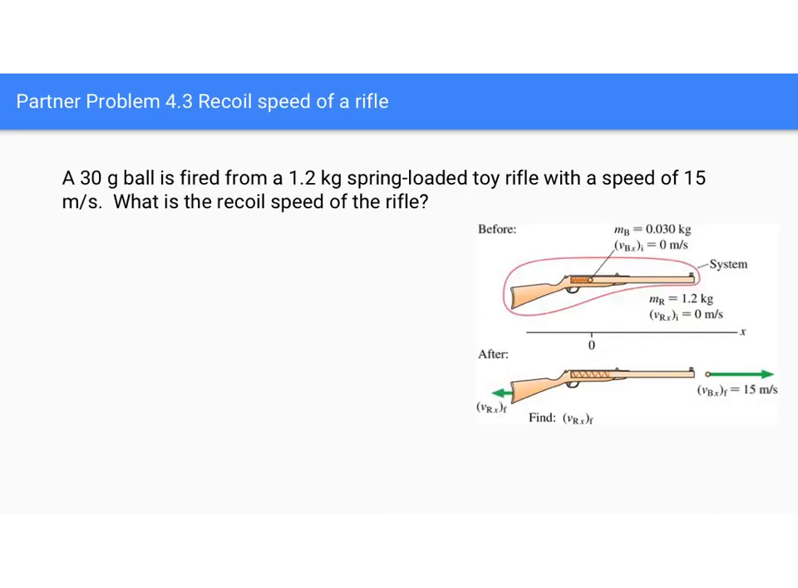Another partner problem that we'll talk about, this is a spring-loaded toy gun. So yes, this is okay to talk about in school. The ball shoots forward at 15 meters per second. Then the toy rifle is going to have a recoil velocity. How much is that recoil velocity? We will use conservation of momentum to solve this problem.